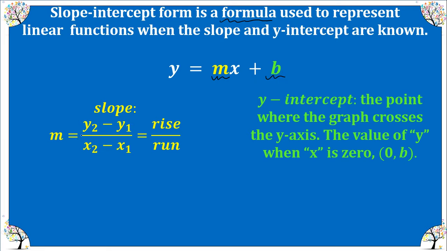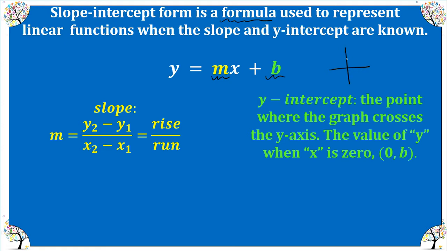Our slope, remember, is (y2 - y1) over (x2 - x1), and that is rise over run, the change of the y's compared to the change of the x's. The y-intercept is the point where our graph crosses on the y-axis.